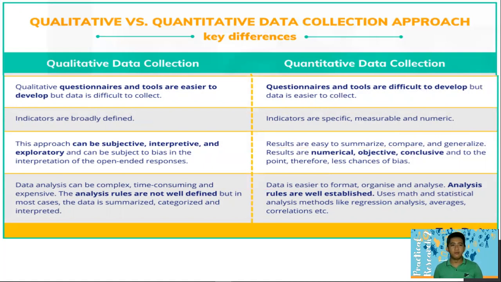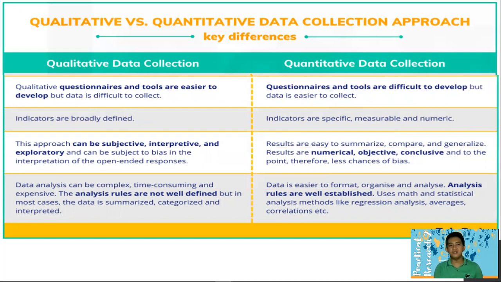Indicators are broadly defined in the qualitative, while the indicators are specific, measurable, and numeric in the quantitative research. Next is that this approach, the qualitative, can be subjective, interpretive, and exploratory, and can be subjected to bias with an interpretation of the open-ended responses. Laging may bias sa qualitative.